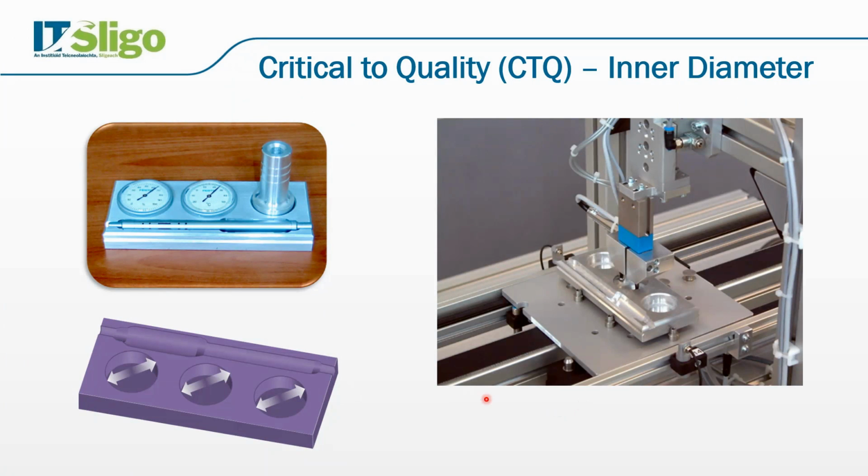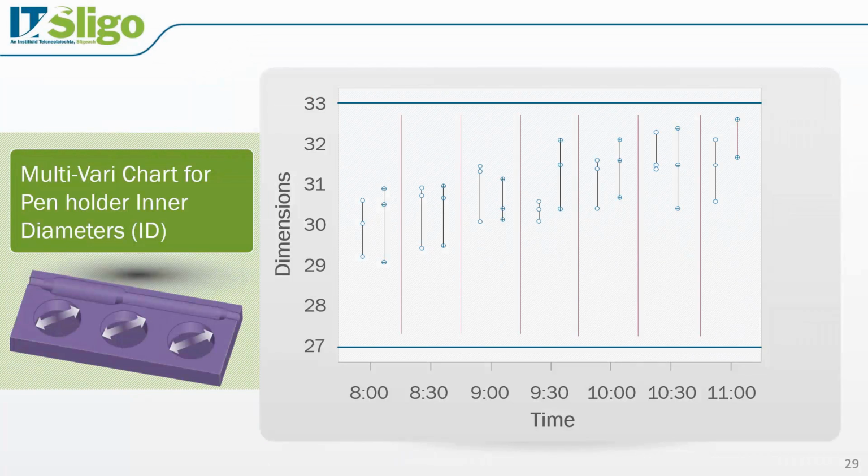Here we see there are 3 inner diameters on our pen holder, and we see these are actually being measured here. We would like to observe the variation between these inner diameters, both within an individual piece, between pieces, and over time. Now we can observe this on the multi-vari chart that's showing here. The nominal dimension of the inner diameter is 30 millimeters. We see an upper spec of 33 millimeters and a lower spec of 27 millimeters.